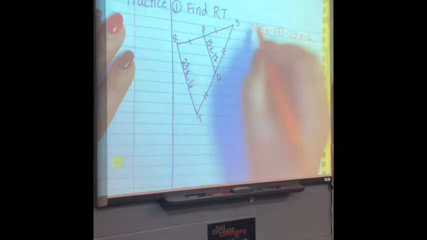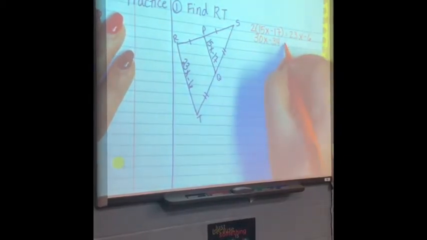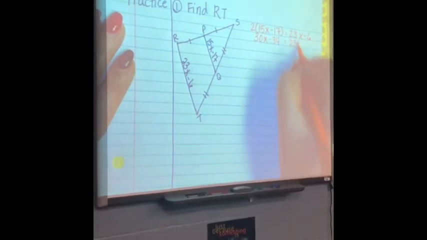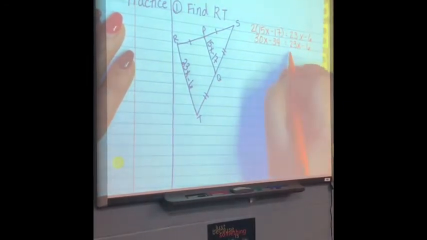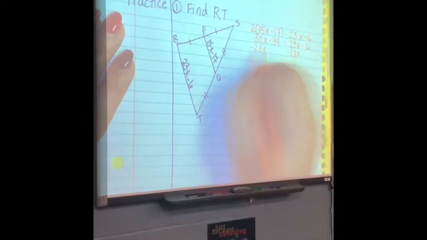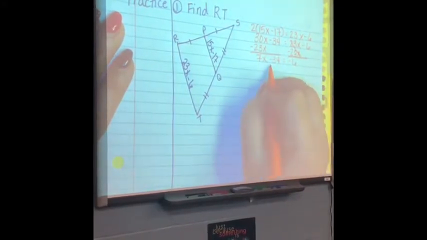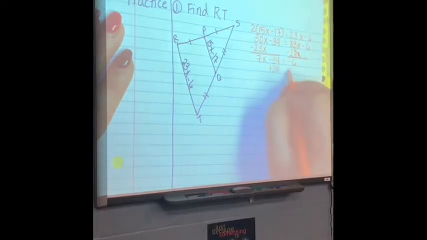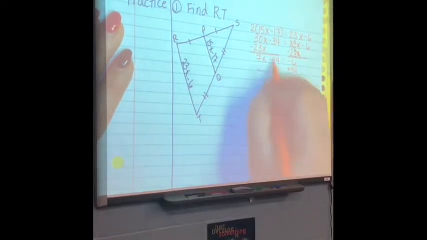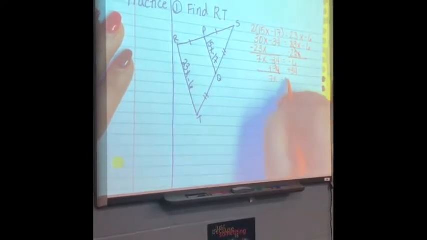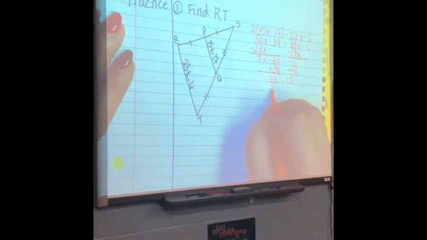Okay? All right, so I get 30x minus 34 equal to 23x minus 6. I'm going to subtract 23x from both sides. That gives me 7x minus 34 equal to negative 6. I'm going to add 34 to both sides. I get 7x equal to 28, and x equal to 4.